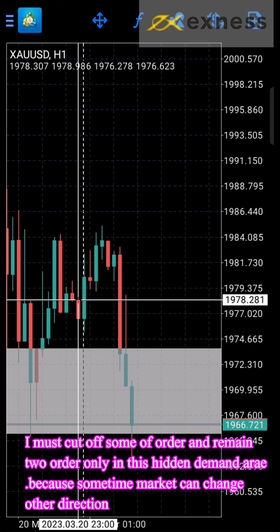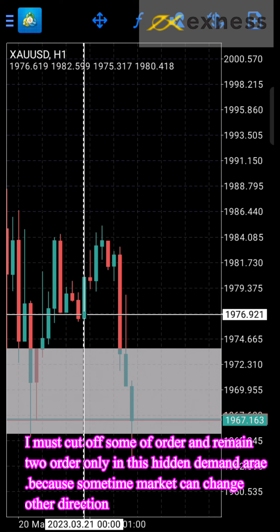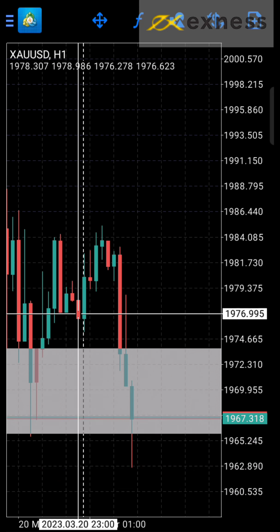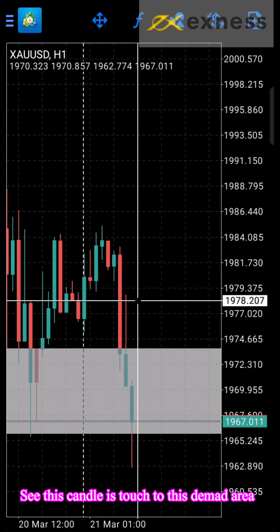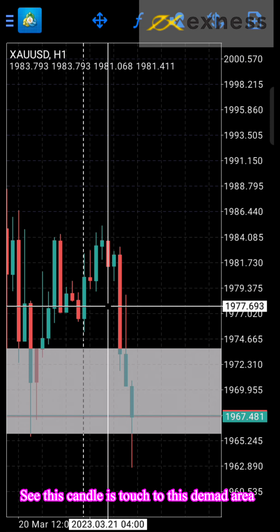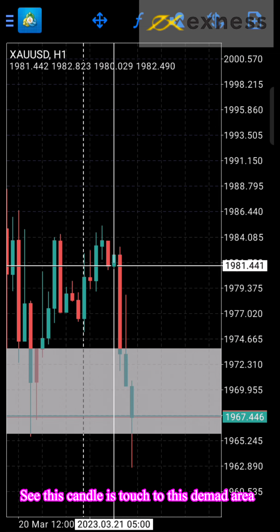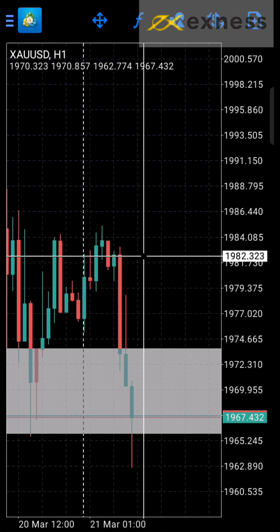So I must cut off some more aura and remain with only 2 aura in this hidden demand area, because sometimes the market can change direction. So this is my bigger fall. See, this can start to the demand area. In this area I must cut off some more aura, so I made a mistake in the trade.